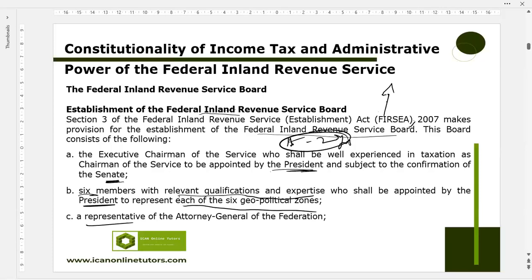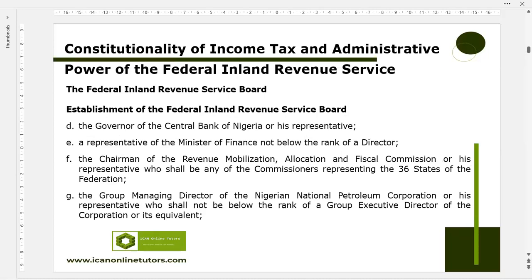Then we should have a representative of the Attorney General of the Federation on the board of the Federal Inland Revenue Service. We are not stopping there. The governor of the Central Bank of Nigeria or his representative should also be on the board. Then a representative of the Minister of Finance. This time we are not bringing in the Minister of Finance; rather, we are bringing in a representative, who must not be below the rank of a director.